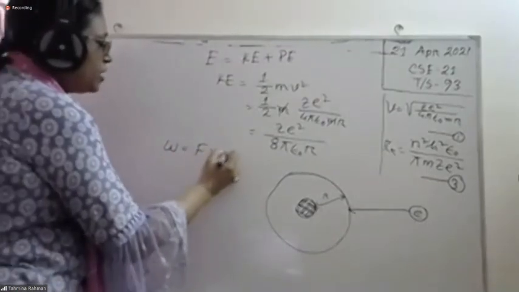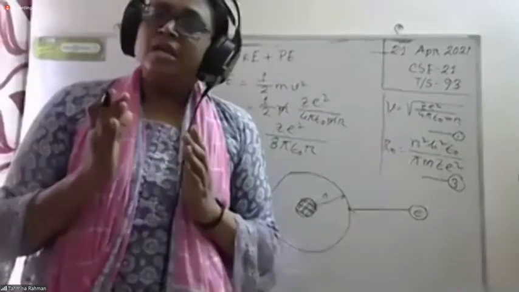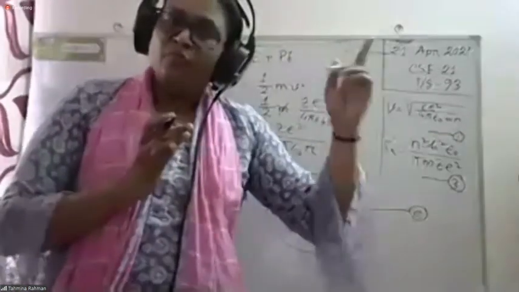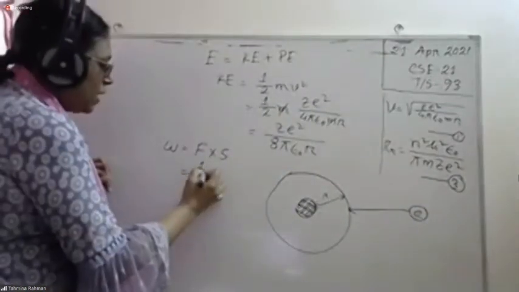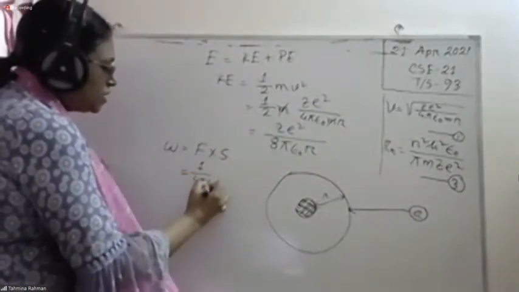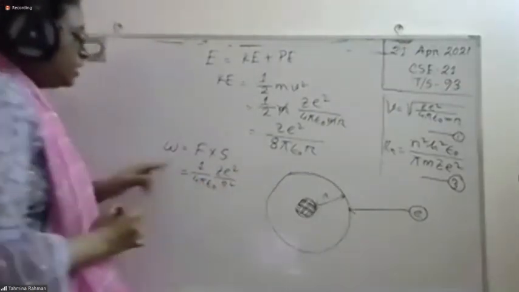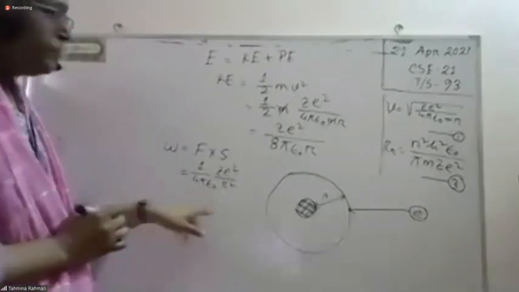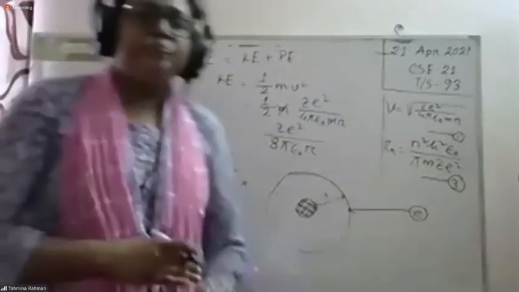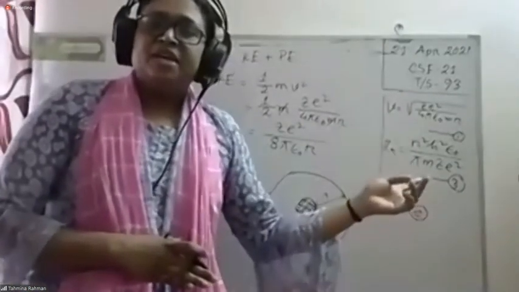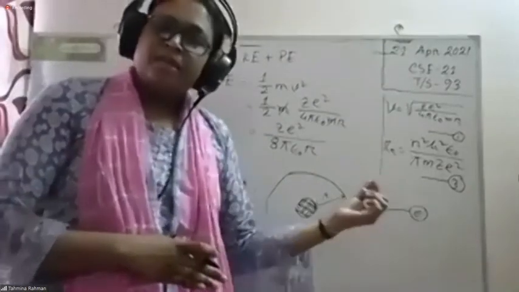F into S. Now, F is the force. Here, the force is the electrostatic force. Already we calculated the electrostatic force. We know that it is 1 by 4 pi epsilon naught Z e square by R square. This is our electrostatic force. Now, what is S? Look, from infinity to this orbit, we are bringing the electron.